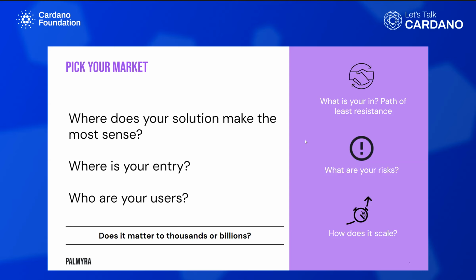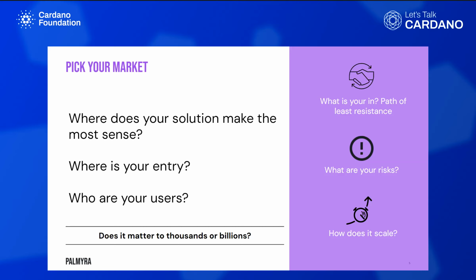So when you pass this test, you start thinking about your market. Okay. And so the first and foremost thing is, where does your solution make the most sense? So where do you deploy this? And this is something that has actually been studied and developed by Continuum Loop, and that is the minimum viable ecosystem. So where is the minimum viable ecosystem going to be deployed? Where's your entry? And who are the users?